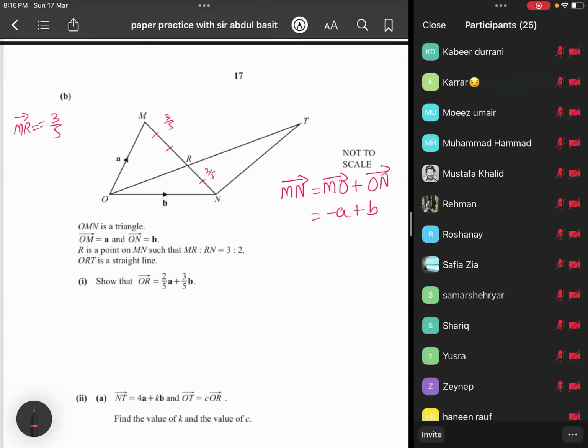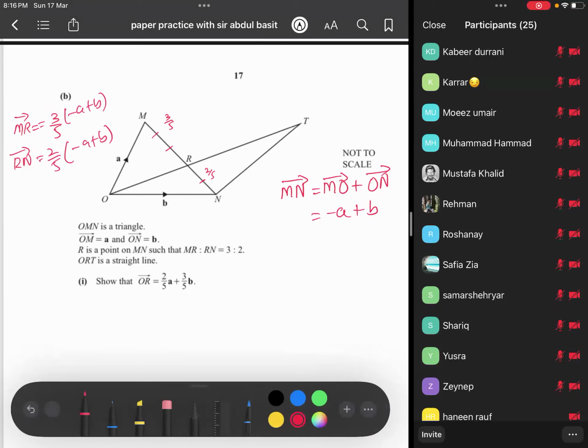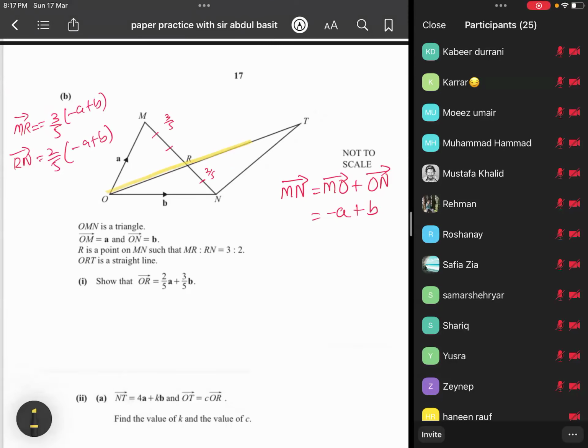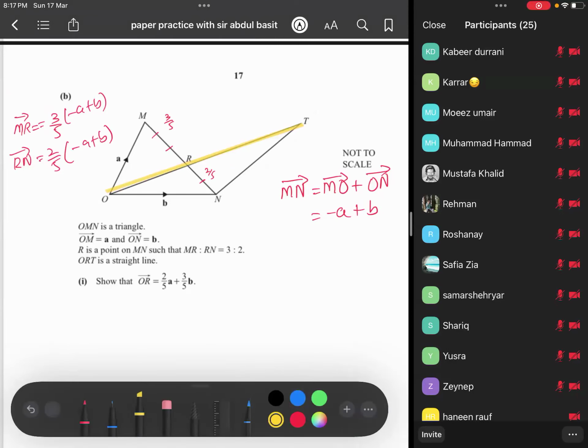MN, which is minus a plus b. And for R, I have RN as well, which is 2 out of 5 of minus a plus b. Now, they say that O, R, T is a straight line. Okay, this is a straight line, so it means there is something with the ratio inside as well. So show that O to R, we need to find out OR.